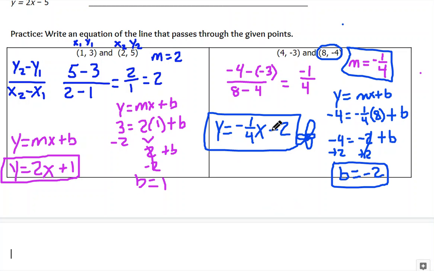Okay, so to find slope-intercept form when you're given 2 points, first thing you have to do is find the slope. You have to find the slope, right? And we do that, y2 minus y1 over x2 minus x1. First thing you do, find the slope. Then you plug in information into y equals mx plus b, and you solve for b. And then once you get b, you have your beautiful equation.